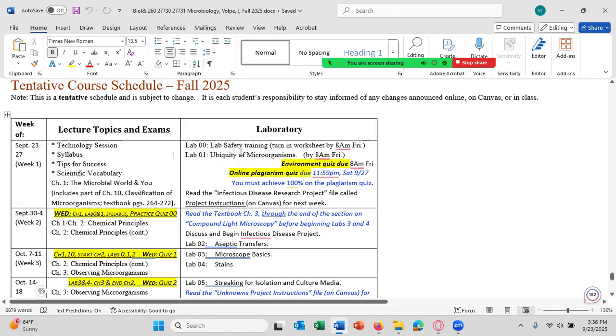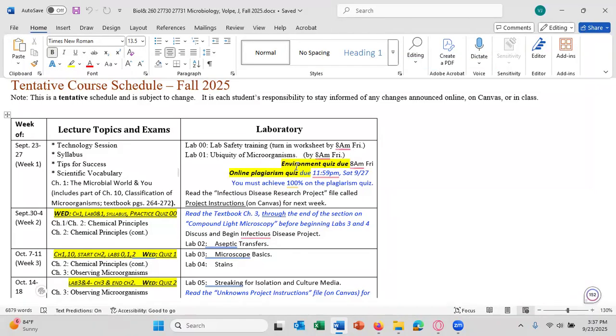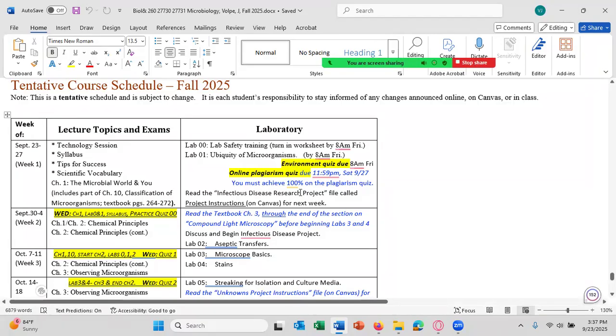So your Lab 00 as well as Lab 01 must be turned in by 8 a.m. Friday or you will be dropped from the class. Now let me ask, is there any of the three students here who want to get in the class but are not registered for the class? All right, nobody's here. And then Friday, I will drop the students who are not attending.